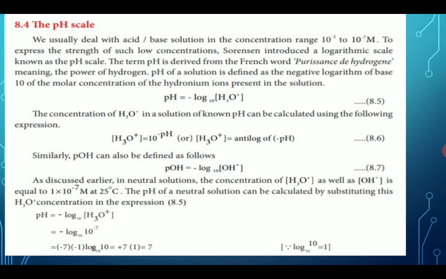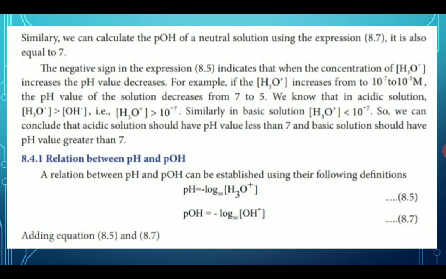Using the power rule in logarithm, the minus 7 will come before as a coefficient. So minus 7 into minus 1 log 10 base 10. Minus 7 into minus 1 becomes 7. Logarithm of 10 base 10 becomes 1, and therefore 7 into 1 is equal to 7. We will be getting 7 as the answer for this particular equation. Similarly, we can also calculate pOH of a neutral solution using the same expression 8.7, which is also equal to 7.